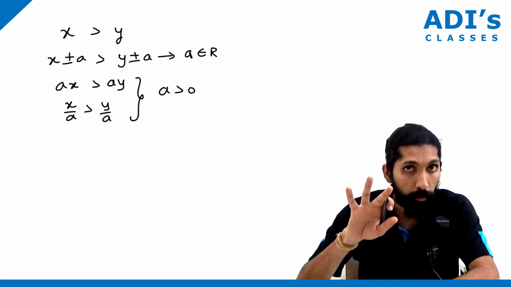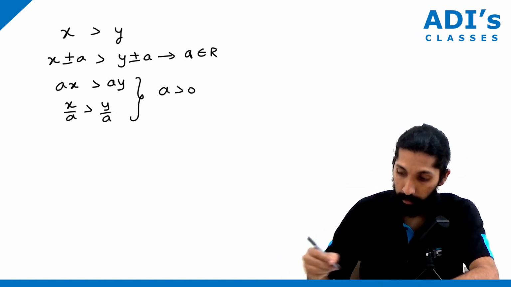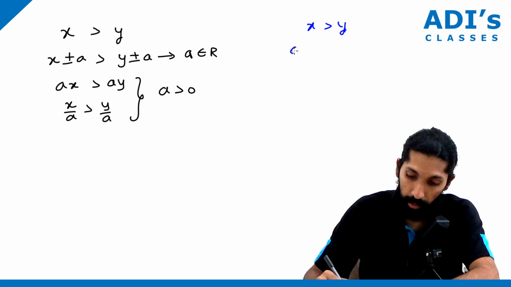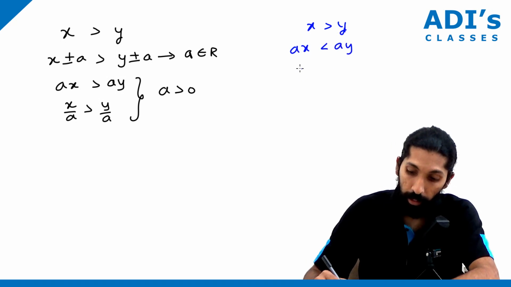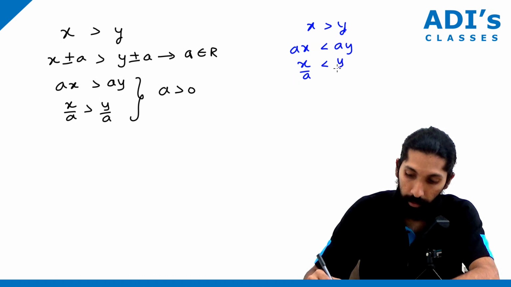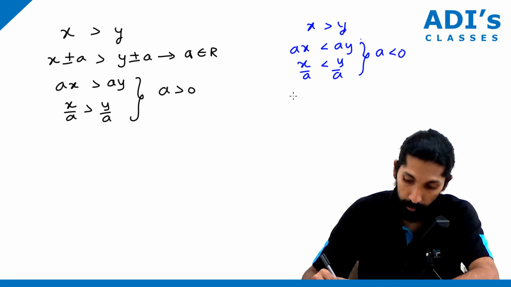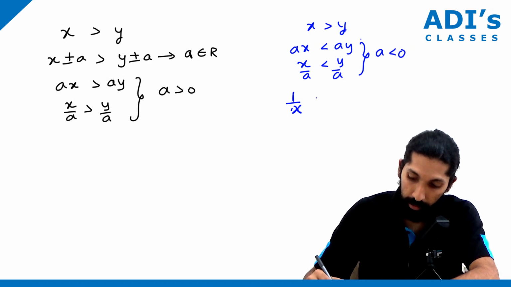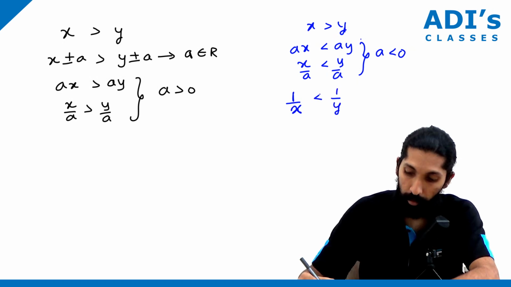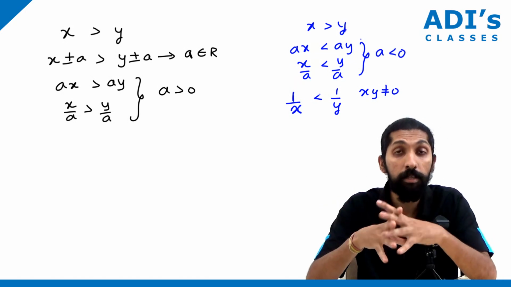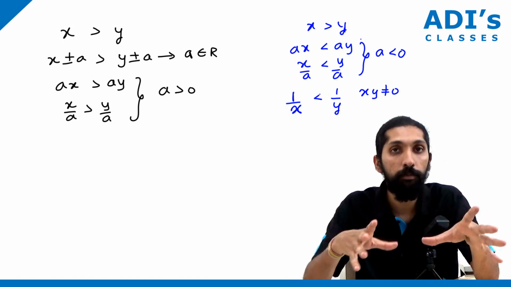3 cases where the inequality will reverse, isn't it? So the 3 cases, that is if x is greater than y, then ax is less than ay, x by a is less than y by a, provided a is less than 0, or when you reciprocate, 1 by x is going to be lesser than 1 by y, provided x and y are not equal to 0. Clear? So this is what we have as the entire properties of linear inequality.